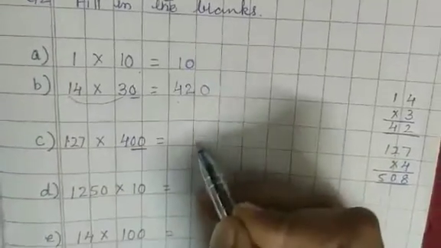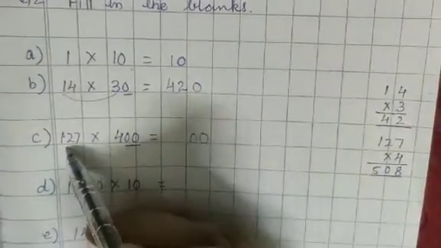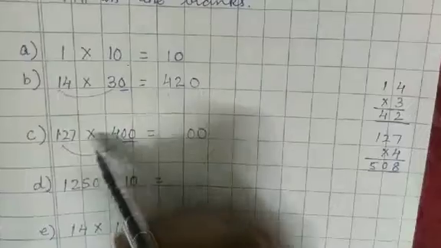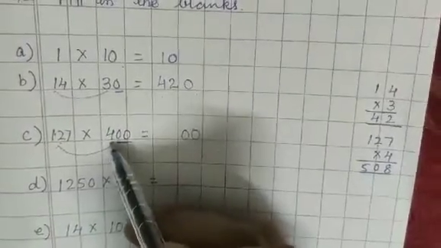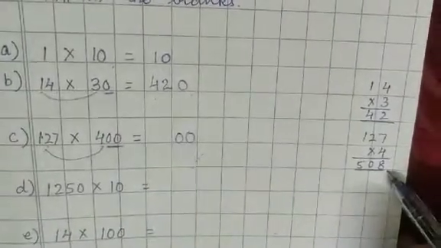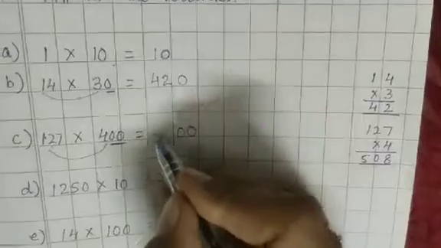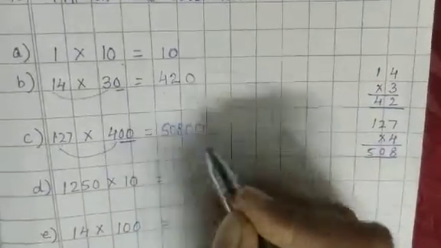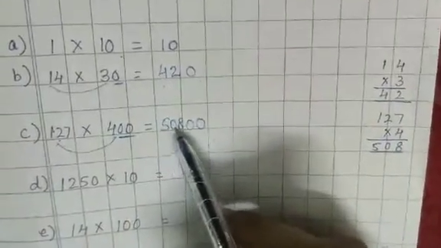Third question, 127 multiply by 400, and how many zeros are there? 2 zeros. So we'll write 2 zeros, and here 127, and what is left here? 4. So 127 multiply by 4. So we'll multiply at side. The answer is 508. So we'll write here 508. So this is your answer. 50800.